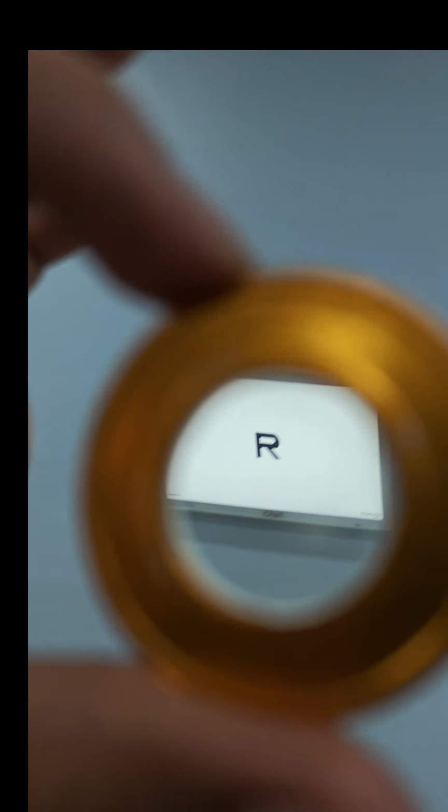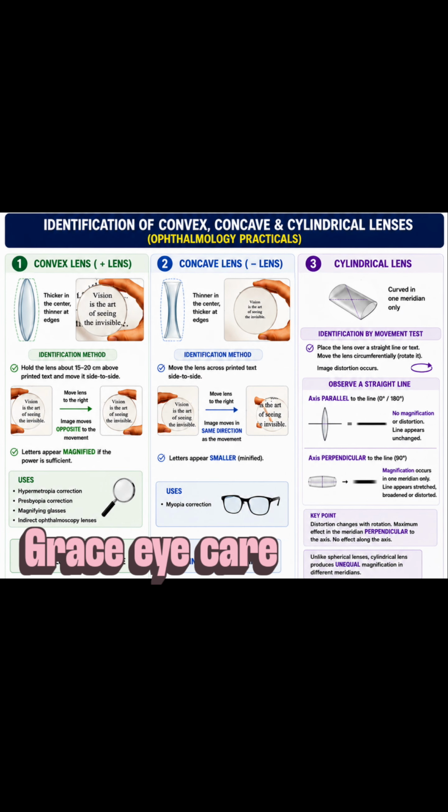Thus, to conclude, identification of these lenses is not as difficult as it sounds. You just have to look at the size of the image and the movement of the image. And if you suspect it to be a cylindrical lens, move it circumferentially or rotate it and you can identify these lenses.